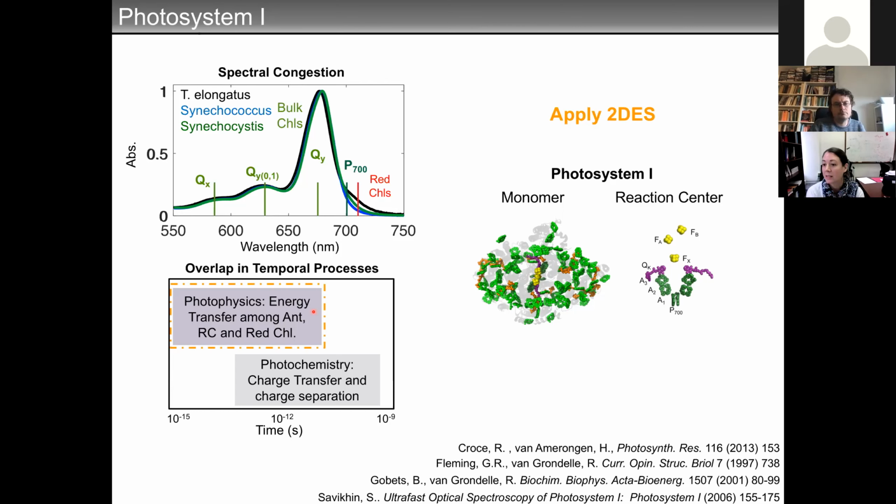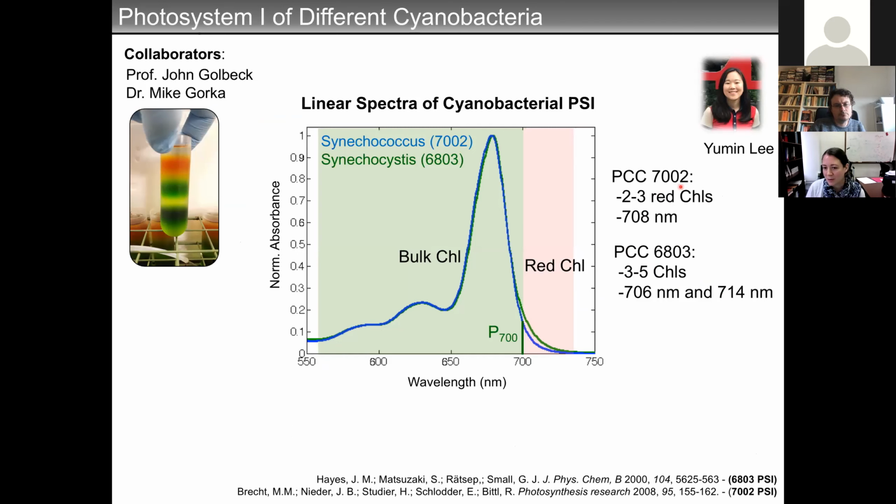Today I'm going to talk about our work on 2 different PS1 complexes. They were chosen because they have different red chlorophyll content. PS1 from 7002 has 1 red chlorophyll, so we're going to call this one the one with less red chlorophyll. And PS1 from 6803 has 2 pools of red chlorophyll, and we're going to call this one the one with more red chlorophyll. So you can see more of an absorption. This is a collaboration with John Golbeck's group at Penn State University, where they're sending us these PS1 complexes. This was work done by former graduate student Yumin Lee. She's now a postdoc in the Tokmakoff group.